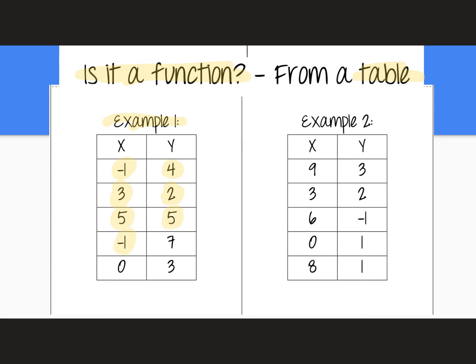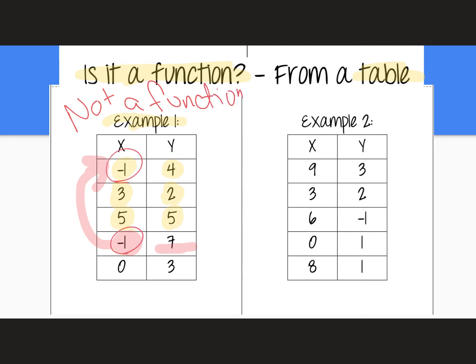An input of negative 1, well, I've got a problem now. I already had an input of negative 1, right? And this is not the same output. So this one is not a function because I had the same input twice with different outputs. Now let's look at example 2.